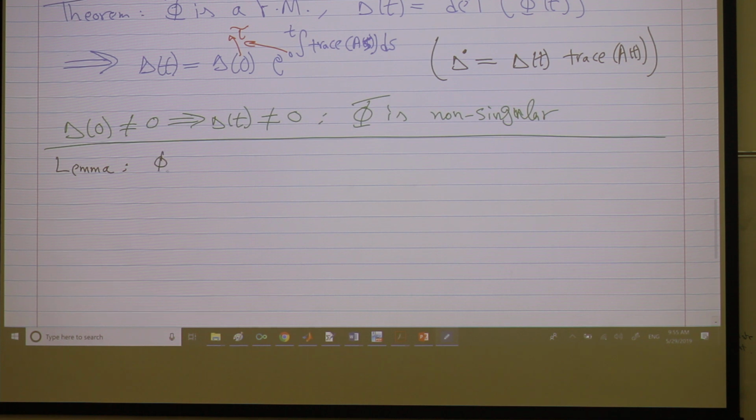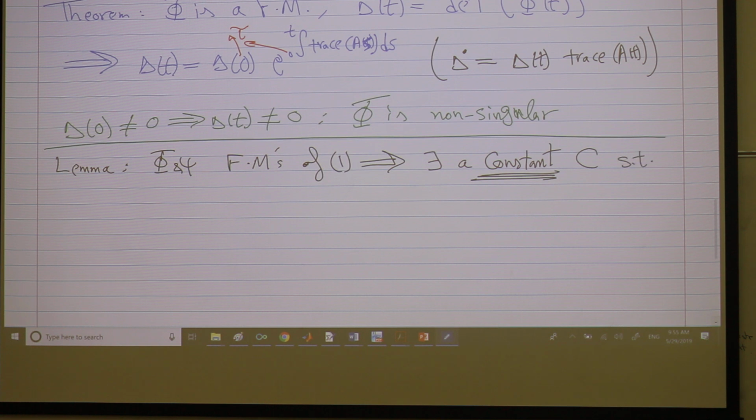So if I have phi and psi, they are fundamental matrices of our system 1. Then they are related by a constant matrix. There exists a constant matrix C, this is very important, constant matrix C such that one is equal to the other times C. This is for all time. This is very interesting because it's for all time, at any time. So at any time they are related by the same matrix. Okay? So that's interesting. And we can do the proof very easily.